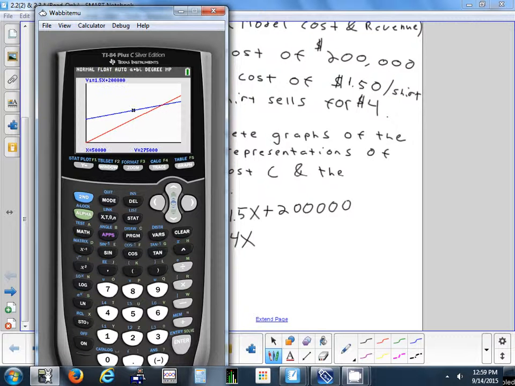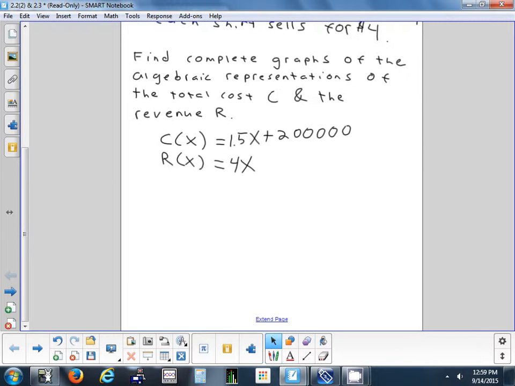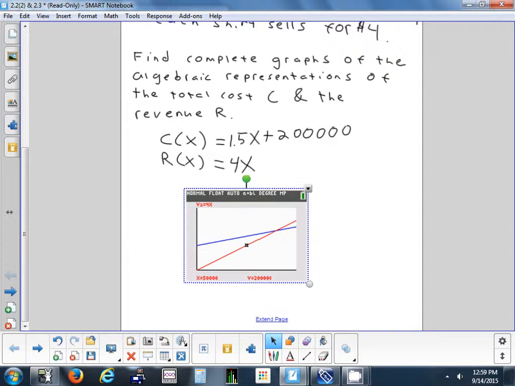The line in blue, the way I did it, represents your costs. The line in red is your revenue. We'll talk more about that picture in a second. Any questions on that? So for finding a complete graph, I think all I would do here is show the graphs. That's it.